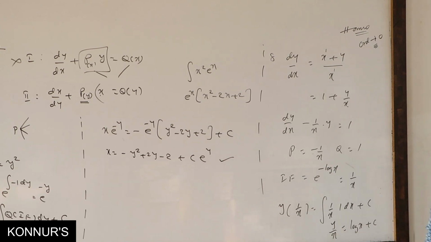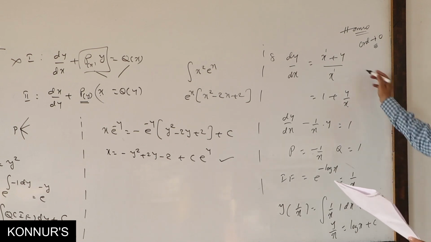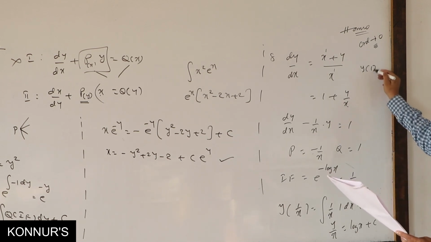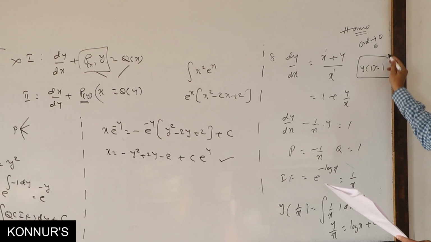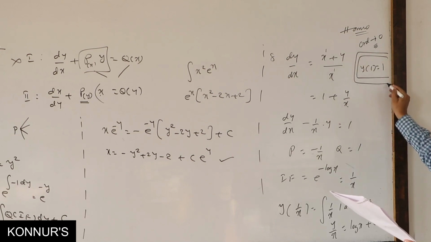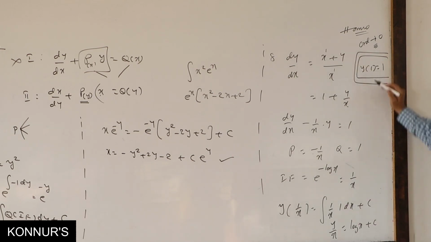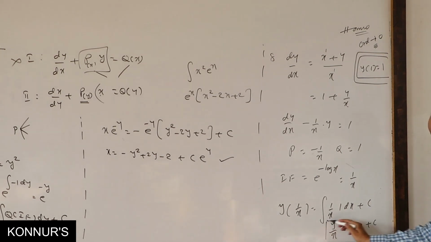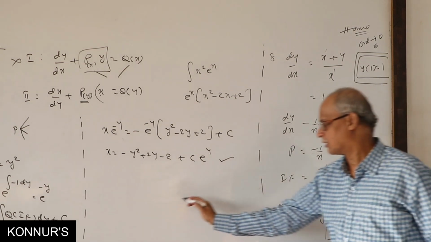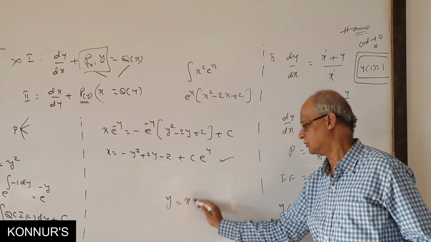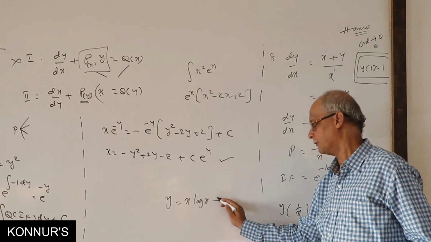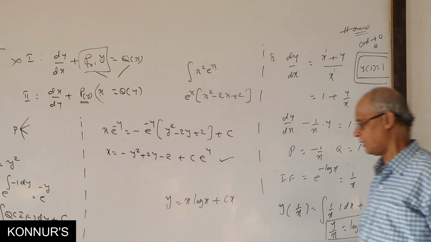If they want us to develop the answers, we are simplifying. There is a condition given that y of 1 equals 1. What does this mean? This is called a particular solution. We got the general solution: y is equal to x log x plus cx. That is our general solution. x is just cross multiplied. Completed. But the problem is here.